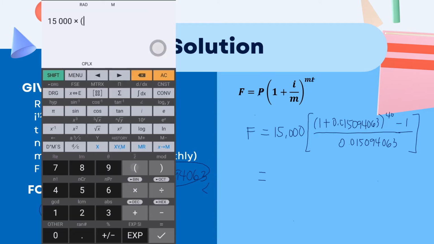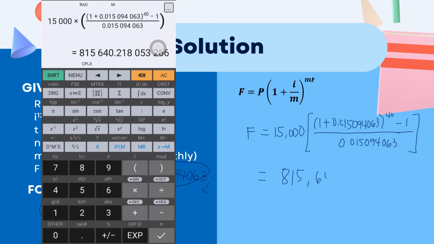15,000 times, open parenthesis, fraction, 1 plus 0.015094063 raised to 40, minus 1, over J ulit po, 0.015094063. Ang sagot na ay, future value po is 815,640 pesos and 22 cents.